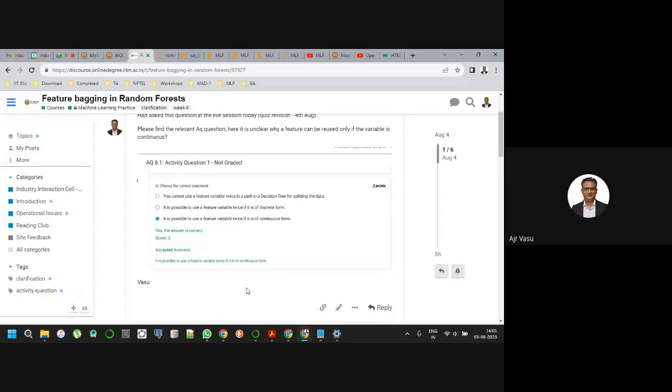Correct. So my point is that you cannot use it irrespective of whether it's continuous or not continuous. See, let's take a continuous variable, like height, and at some level I said less than 5 height goes left, and greater than goes right, right? Then I come down. Can I reuse it later again to split? Because I've already used it once. I mean, I don't know. It's not very clear.